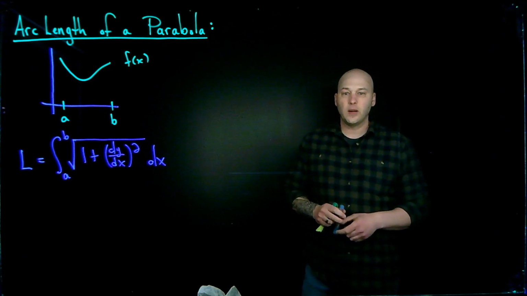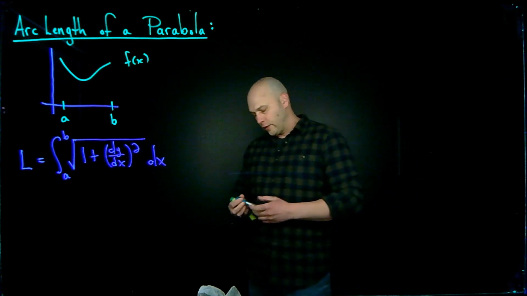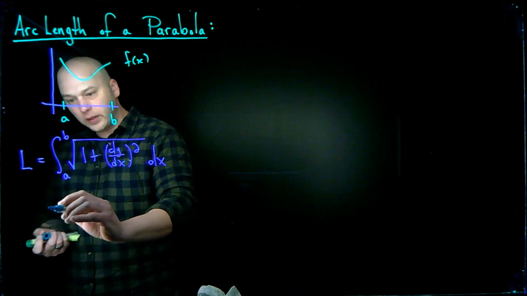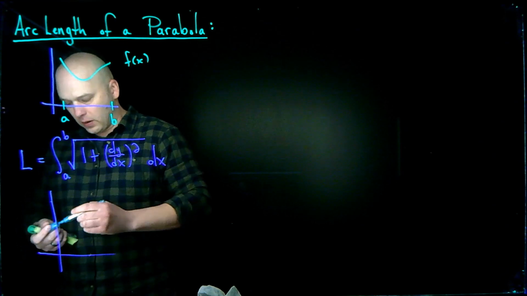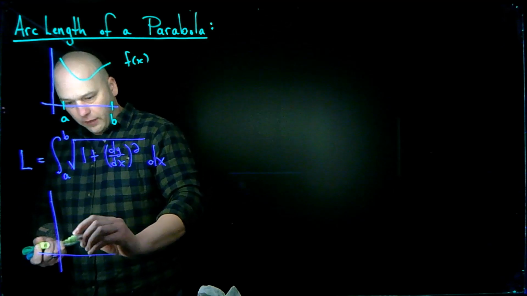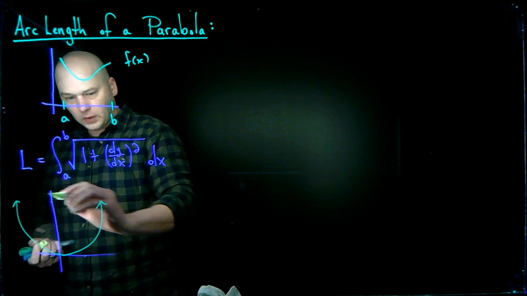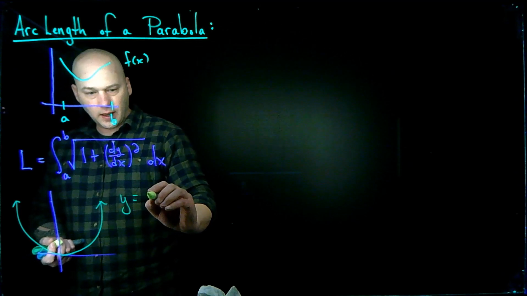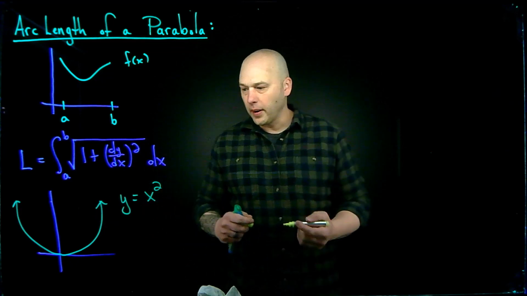In a previous video, I showed where that formula comes from, so if you haven't seen that before, go ahead and watch that. But for this video, we just need to use it. Okay, so for example, I'm going to look at a portion of a parabola. Say y equal to x squared, the basic parabola.